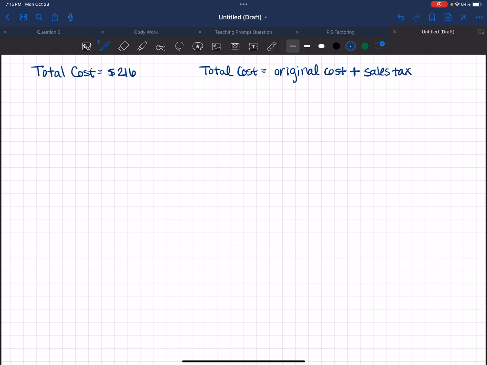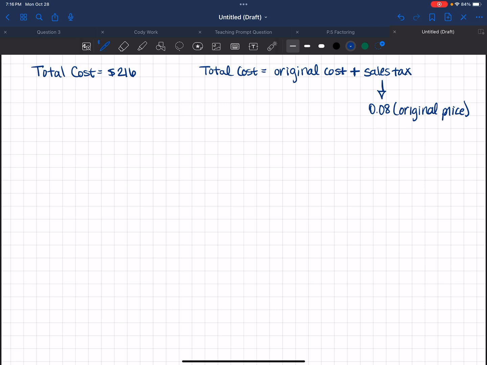Now, we have to remember that the way we find sales tax is here they're charging me 8% sales tax. So they're charging me 8 cents every dollar that I spend. Well, the way we find that is we say 0.08 times the original price. Because think about it. If I'm doing 8 cents for every dollar and I spend $10, then I have 80 cents.